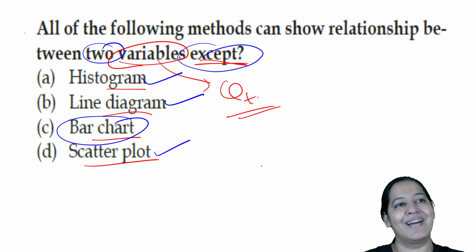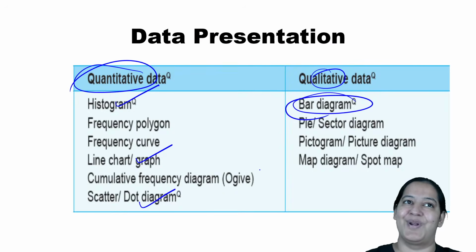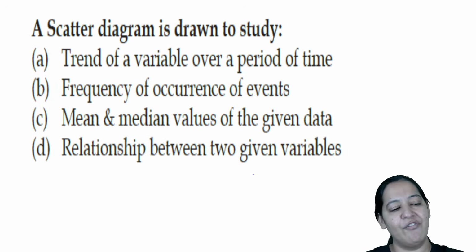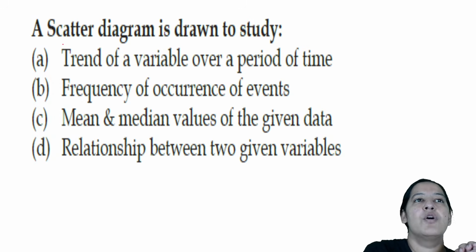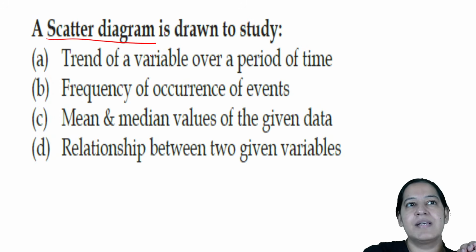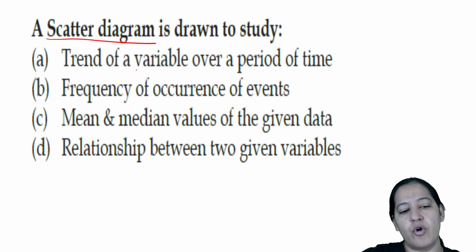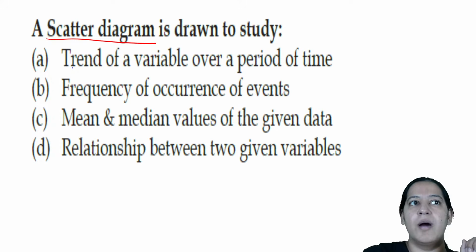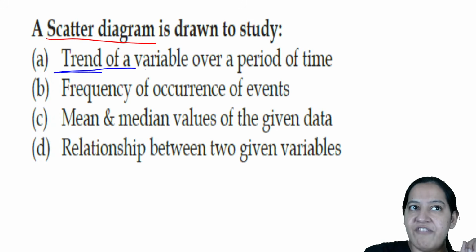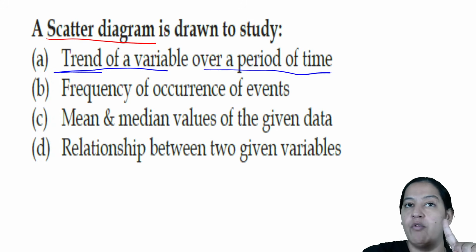Okay, Niranjan, you are right. The correct answer here is C. You know the reason also now. Done. This is the next question in front of you. Please read it. Be fast. What is a scatter diagram? A scatter diagram is drawn to study what? Read the options. The four options are in front of you. You know, scatter diagram to show a trend of one variable over a period of time.